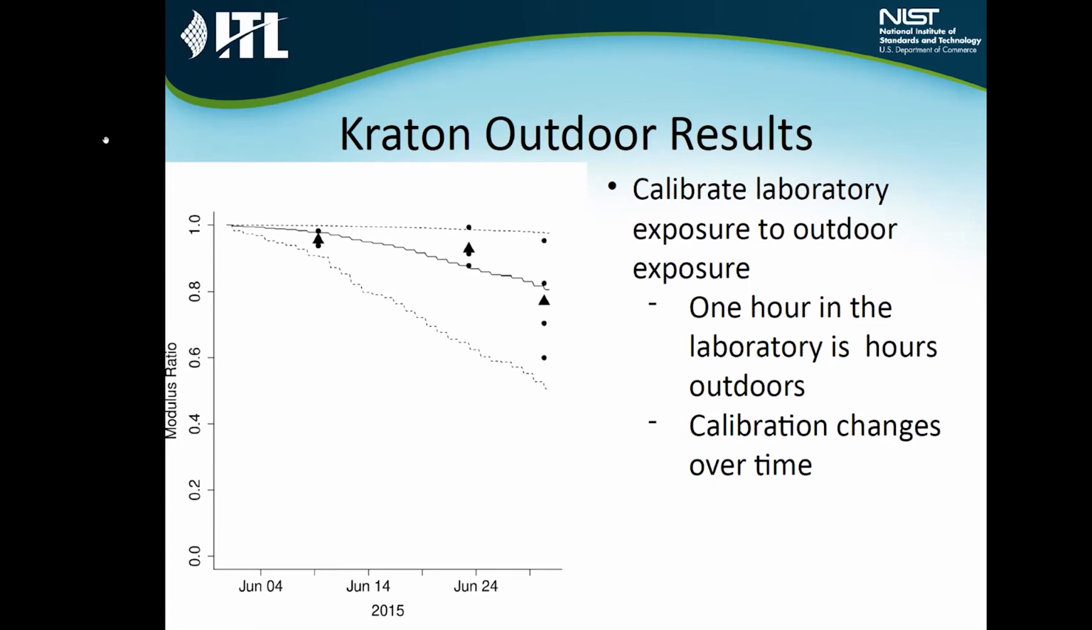So what do I mean by that? What I mean is, the calibration was not the same when we weathered samples in the summer of 2015 as it was in the summer of 2016. We couldn't use the same calibration. So while we can see some success, it was not a complete success for this iteration of the project.